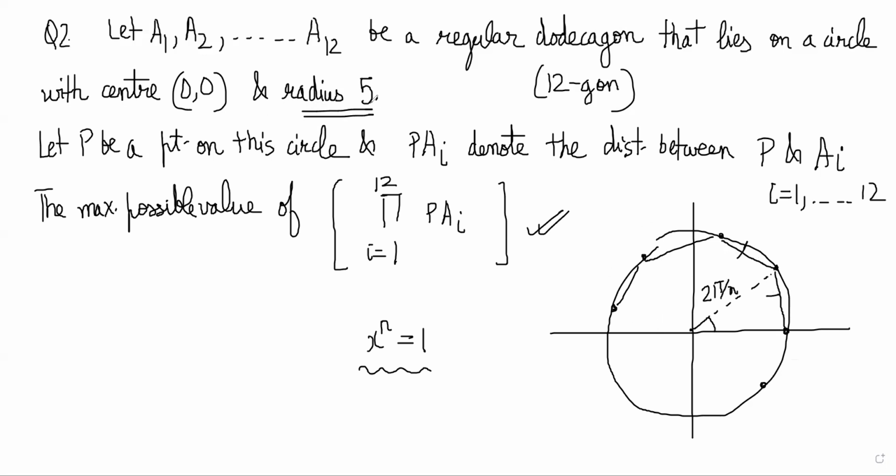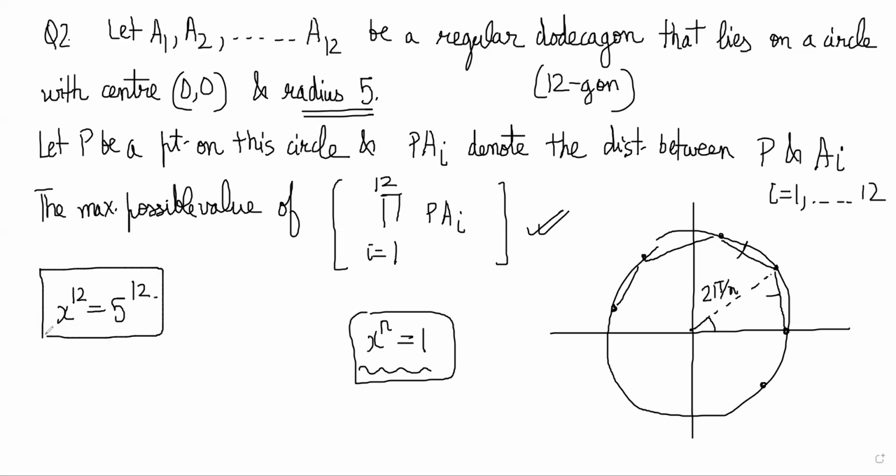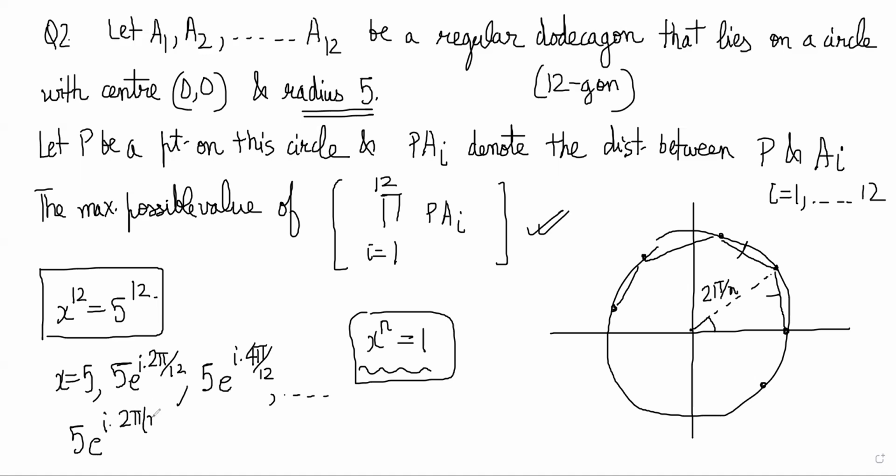Now this time the circle has radius 5, so we cannot have an equation like this. We will have the equation x to the power 12 equals 5 to the power 12, which will have basically 12 roots. One of the roots is 5. The other roots are 5 e to the power i 2 pi by 12, then the next one is 5 e to the power i 4 pi by 12, and so on, right? Because our n is 12 and you have 2k pi by 12 where k goes from 0 to n minus 1. So finally you'll have 5 e to the power i 2 pi times 11 by 12, in this case. These are our roots, right?